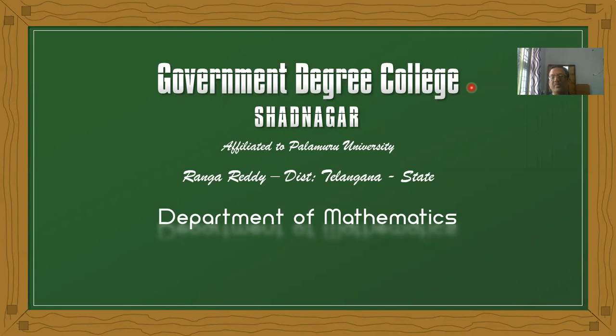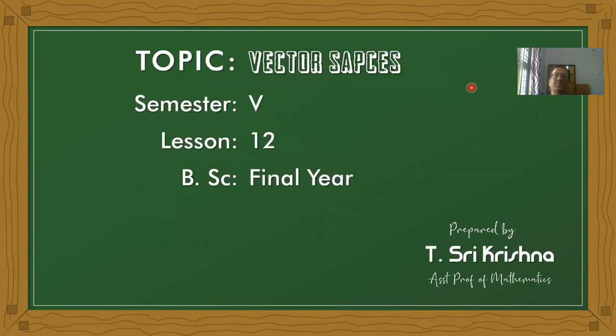The Department of Mathematics prepared different types of video classes, and this is a video class for final year. The topic name is vector space, which is in fifth semester, and it is the 12th lesson.